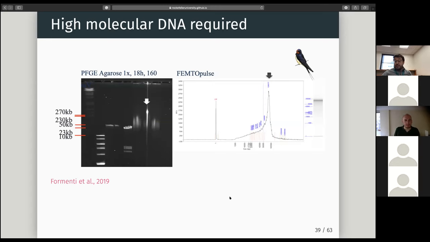To get long reads, you need to provide long DNA. So we call that high molecular weight DNA, and it could be very challenging to get. This is an example from Julio's paper, where you can see here, fragments above 300 KB is what you're looking for.